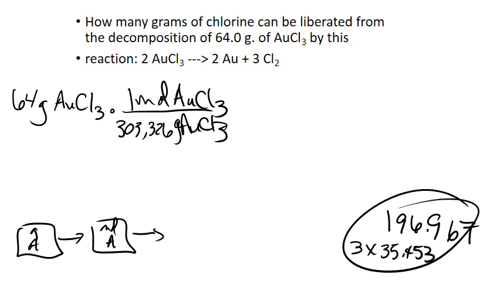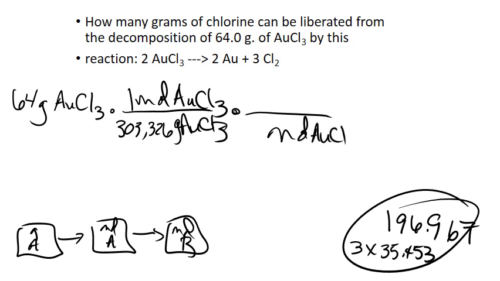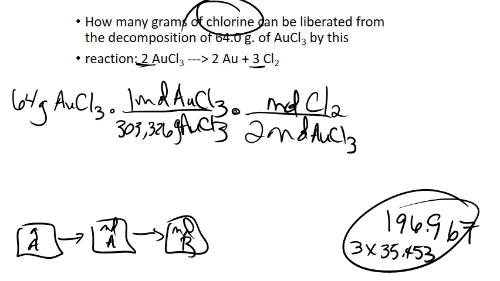So what's the next step? We have to go to moles of B. Moles of A, or AuCl3, is on top, so that goes on bottom. And then we go to moles of B, or in this case, chlorine, which is the Cl2. Where do we get those numbers? I covered up one of them, but we get those numbers from the equation. How many moles of AuCl3 are there? 2. How many moles of Cl2 are there? 3. So that's our next step.